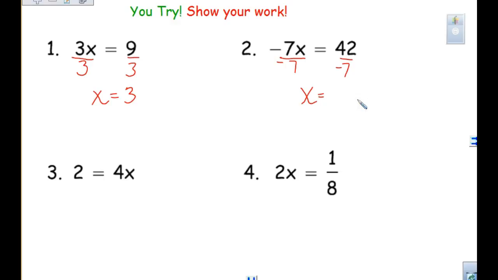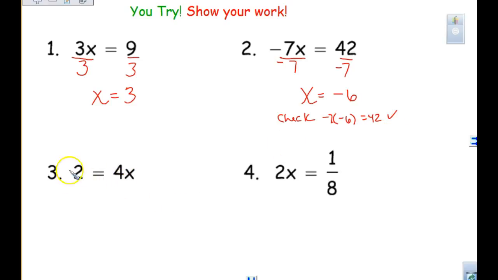Do it right below the problem. Keep the x with it. Okay? So what did you end up with, Emma, if we take 42 and divide it by negative 7? Negative 6. Does it make sense if I take a negative times a negative? If I think of the check, if I take negative 7 times negative 6, does it equal 42? Yes.